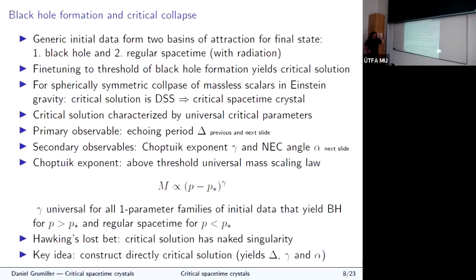And the key idea to get all these critical parameters, delta, gamma, and the neck angle alpha, is to directly construct the critical solution, because once you have the solution, you automatically get these observables. So you don't have to construct infinitely many solutions and do fine-tuning and come closer and closer to the critical solution. You just directly construct the critical solution.